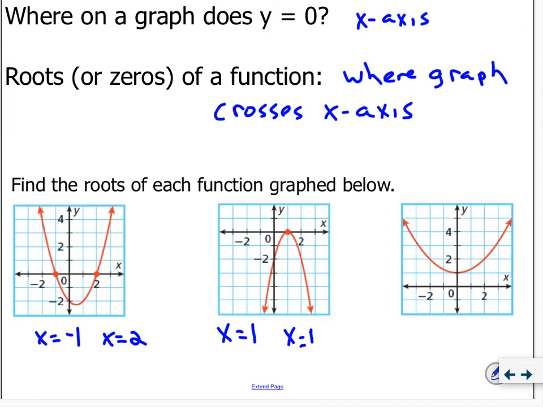Yeah, but the last one doesn't cross the x-axis. You're right. So for this one, we say that there are no real solutions. If the graph doesn't cross the x-axis, there are no real solutions. Nothing we can do about it. Cool, so the roots are where the graph crosses the x-axis. Love it.